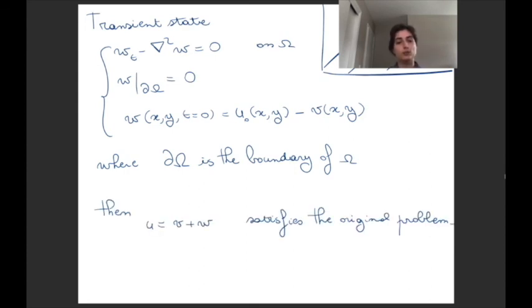Then we have that u, summing the steady state and the transient state, satisfies the original problem. But as you see, going from 1D to 2D in our domain really makes our problem so much more complicated than it used to be.